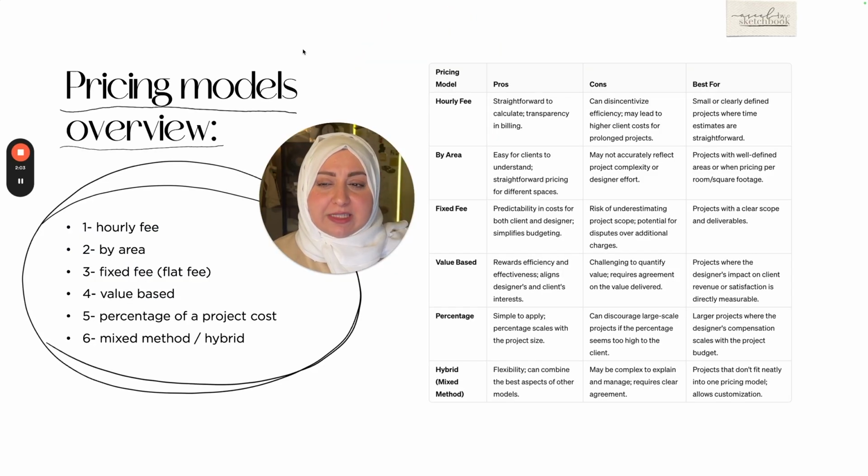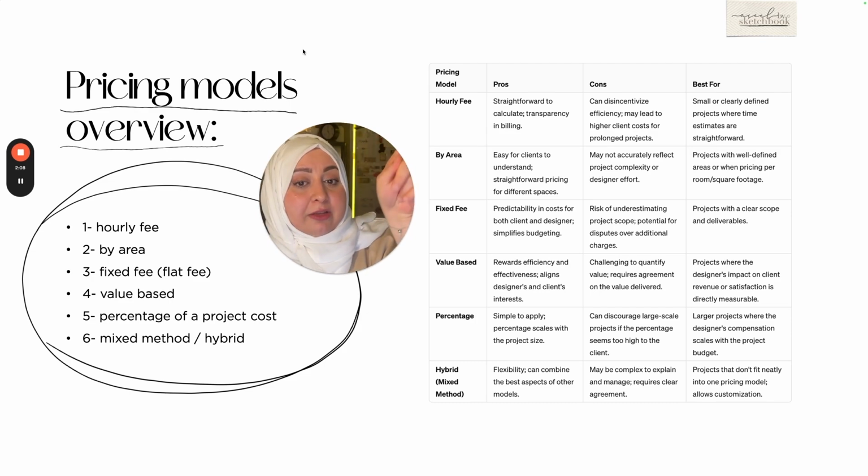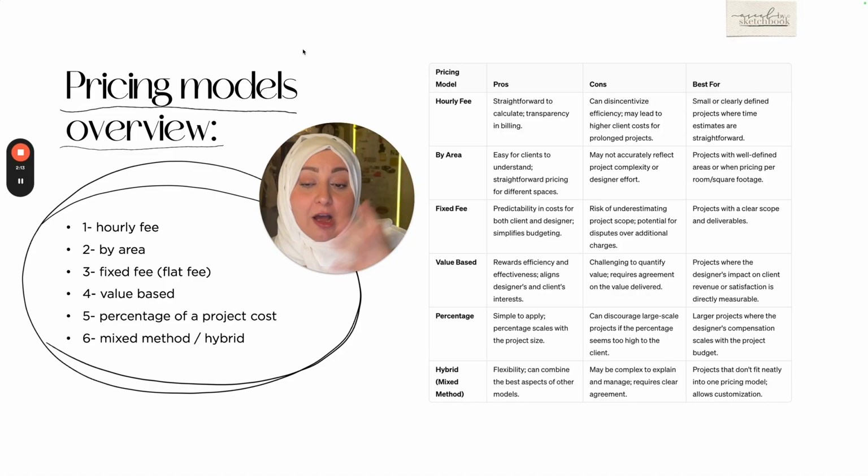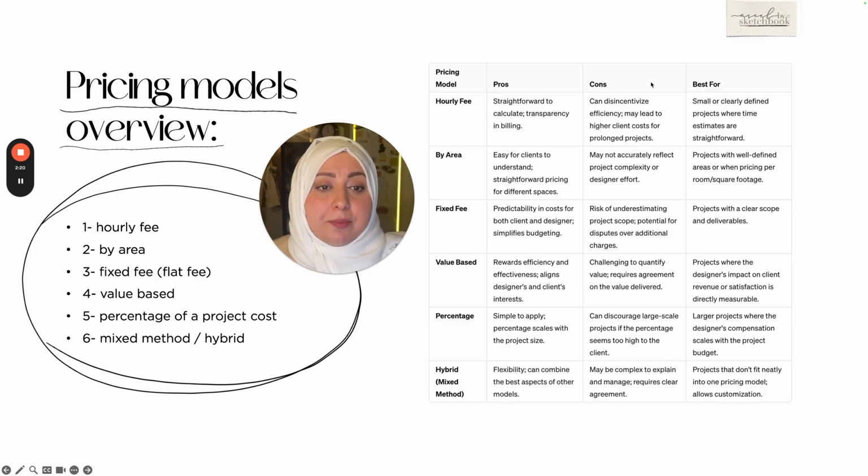So for the pricing models overview, what we'll be discussing, as you can see, is hourly fee and by area, fixed fee, value-based, percentage, and a hybrid between two or more models during a project. There is also this table which tells you a pro and cons list for each one and what this pricing method is best for. It's nice to get back to this table whenever you need a little bit more inspiration about the pricing or before you start pricing a project.